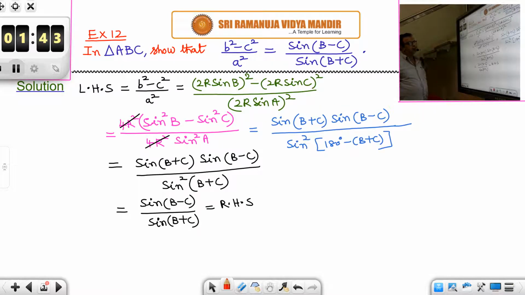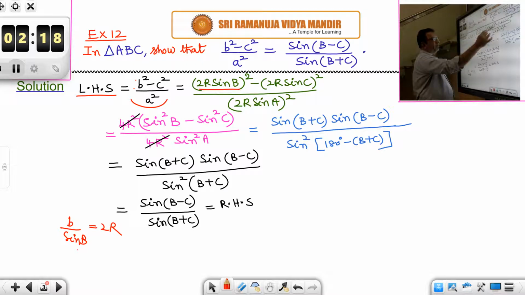Okay, example number 12. In triangle ABC, show that (b square minus c square)/a square is equal to sin(B minus C)/sin(B plus C). Okay, this is also a simple one. We'll take the left hand side, (b square minus c square)/a square. Here we use the sine rule. b/sin B is equal to 2R. That is the sine rule. So b is equal to 2R sin B. So b square means (2R sin B) whole square.